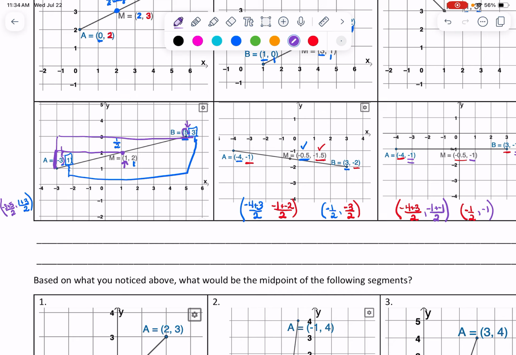And so it looks like what we've been doing is taking our x's and adding them, and then we divide them by 2, and then we find the y's and we add them and divide them by 2. So we add our x's, add our y's, and then they each get divided by 2. We find the average of the x's and the average of the y's. Add the two numbers, divide by 2.